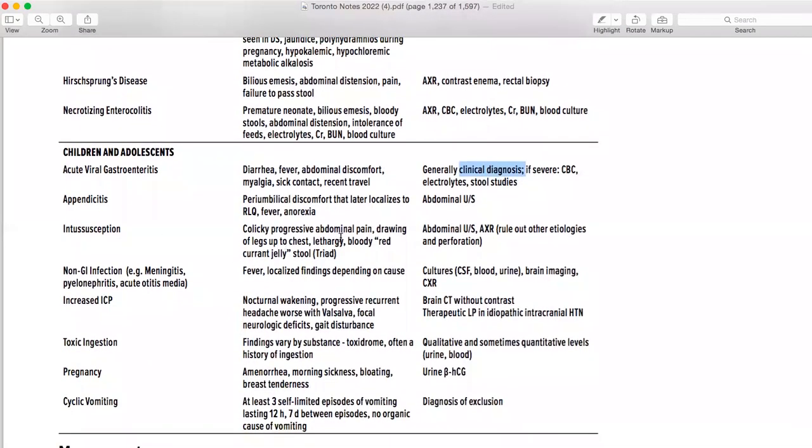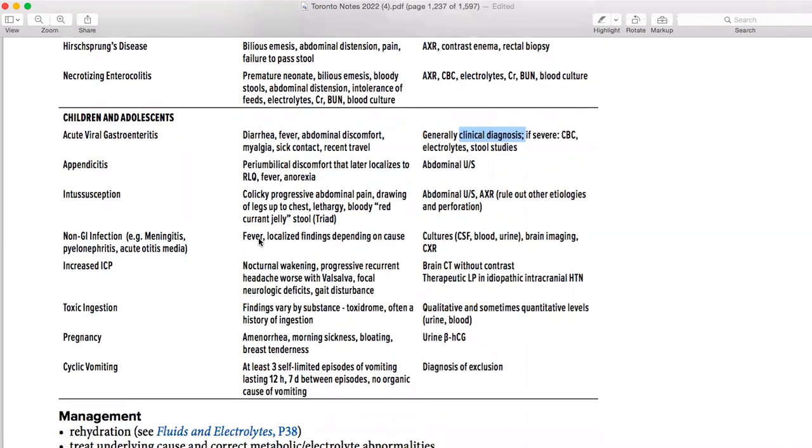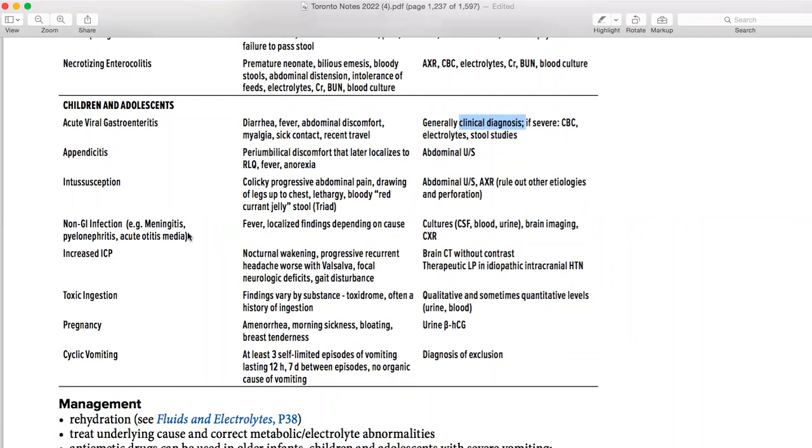Then intussusception, it presents with the drawing of the legs, lethargy, red currant jelly stool. So they will present you these kind of things. It's not like they will tell you something different in the scenario. If they want you to write intussusception, they will tell you these scenarios, these words. Abdominal ultrasound and X-ray, then basically rule out other etiologies and perforation, non-GI infection, fever, localized finding depending on the cause. Culture is basically done, and the brain imaging and chest X-ray.